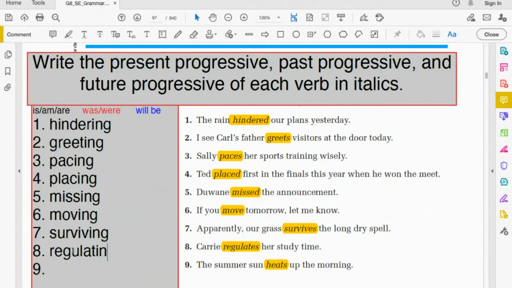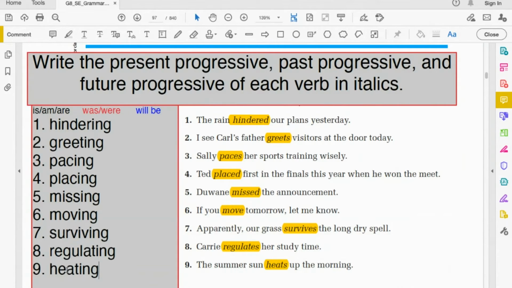Regulate. Drop the E. Regulating. Heat. Heating. So very quickly, I was able to identify my verb, and I was able to take the base, add ing, and that makes the progressive form.